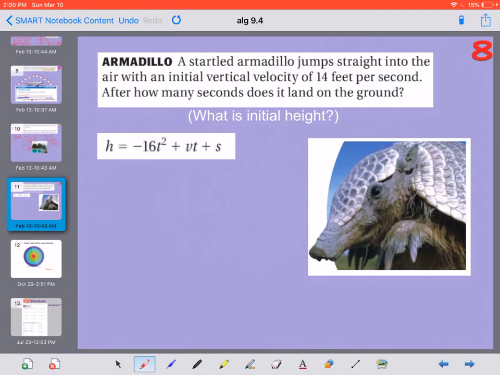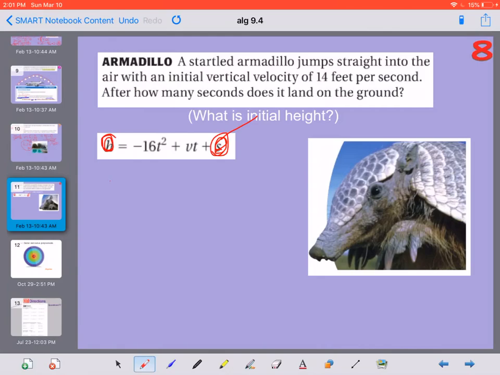Last problem, it says a startled armadillo jumps straight into the air with an initial vertical velocity of 14 feet per second. After how many seconds does it land on the ground? Well, we need to figure out first, what is the initial height? We know that s is the initial height. Now, s is always going to be 0 unless it says otherwise. But this time it doesn't say otherwise, so it's still going to be 0. The height is where it comes back and hits the ground. So the ground still is 0.